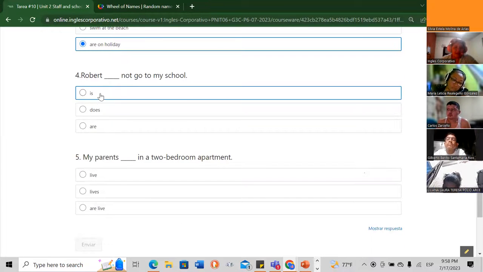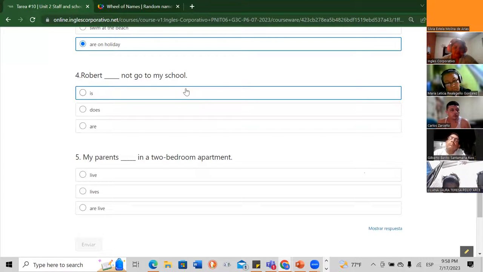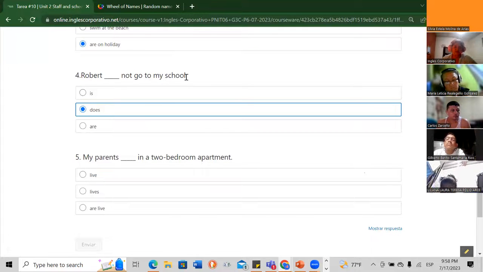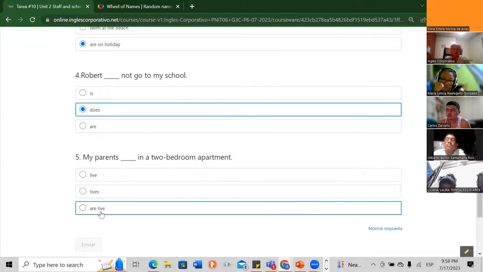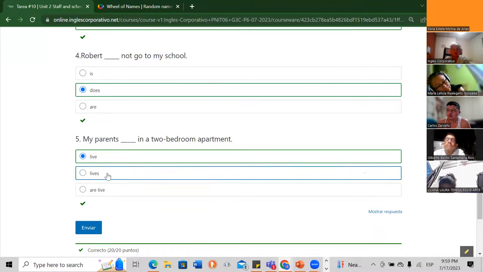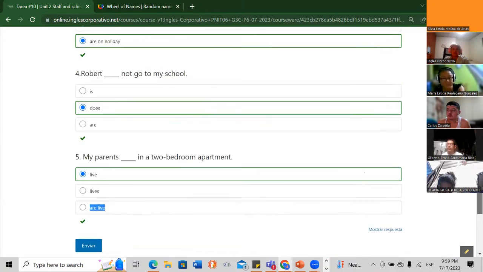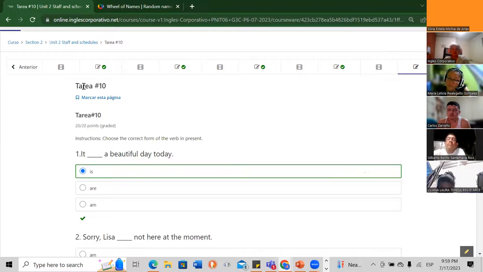Robert does not go to my school. Okay, my parents live in a 2 bedroom apartment. Okay, good. Number 4 is does. Robert does not go to my school. Okay, very good. So we have completed homework number 10.